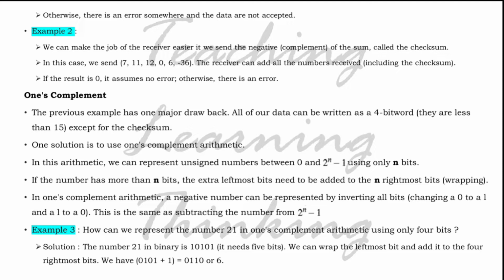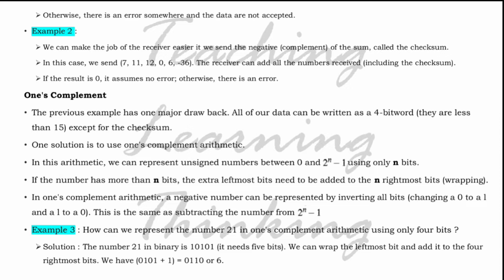So what will the receiver do? The receiver will sum all the numbers, and if the sum is 0, the summation cancels out. In the previous method we were adding those numbers, here we are cancelling out. One is negative and one is positive, so we will get 0. If the result is 0, there is no error, and otherwise there is an error, so it will not be accepted. If it is 0, then it will be accepted.